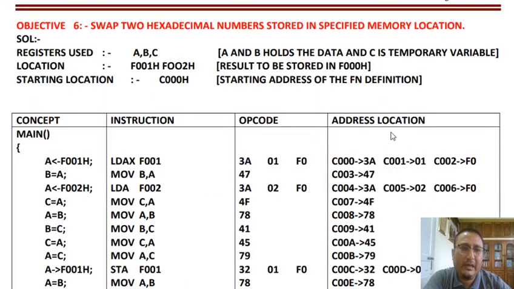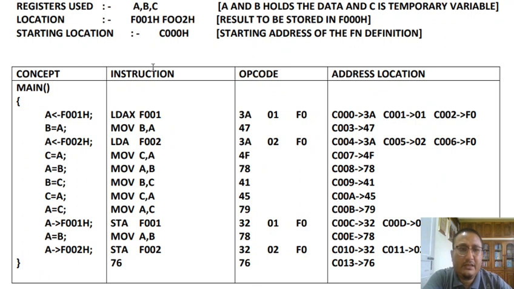Now likewise, the next objective that we have is to swap two hexadecimal numbers stored in two specific address locations, right? So this is a very simple program. Now let us consider the registers that are used are A, B, and C, and the locations are F001H and F002H, okay? And the starting address of the program is C000H.